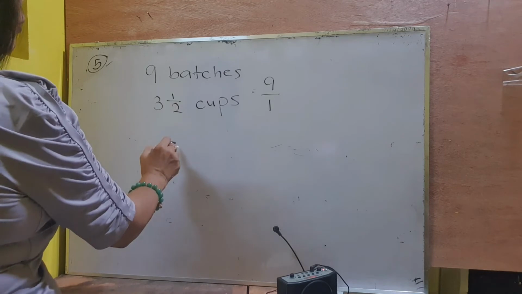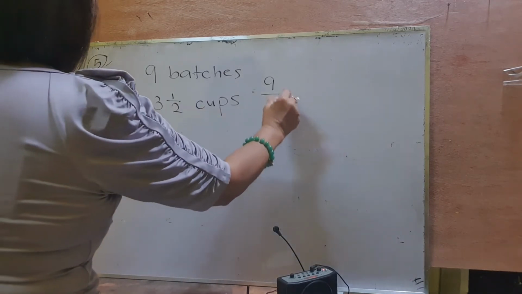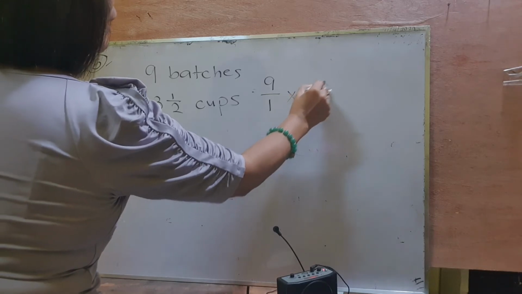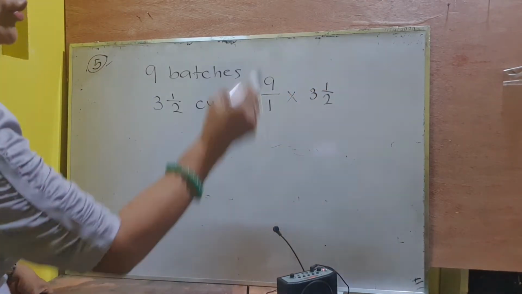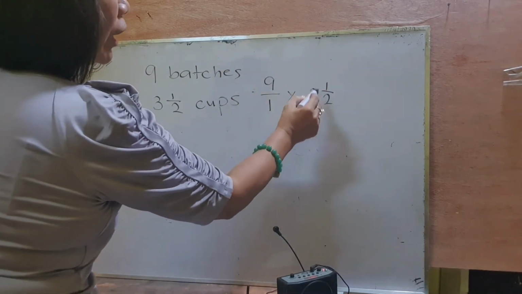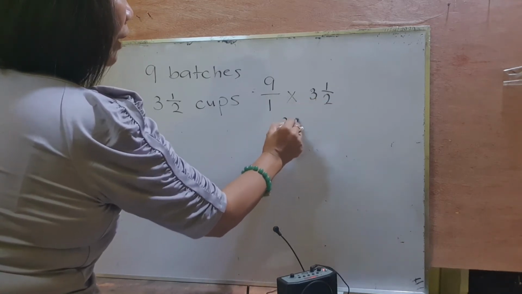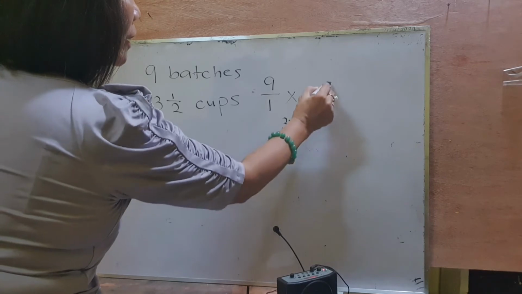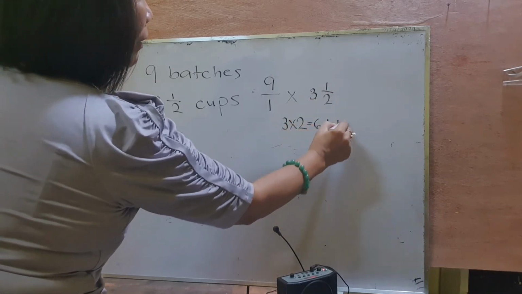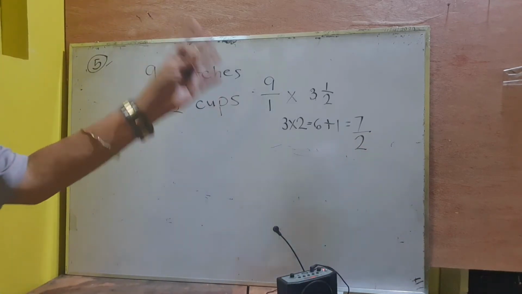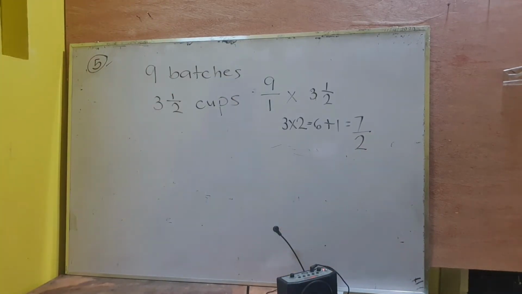So, ang gagawin nyo ngayon, itong inyong 3 and 1/2 ninyo, okay? Gagawin ninyo 3 times 2, okay? So, 3 times 2 is equals to 6 plus 1 is equals to 7 over 2. Okay, so yun yung ngayon ita-times, okay? Multiply na bubulo si Ate Chloe, no?